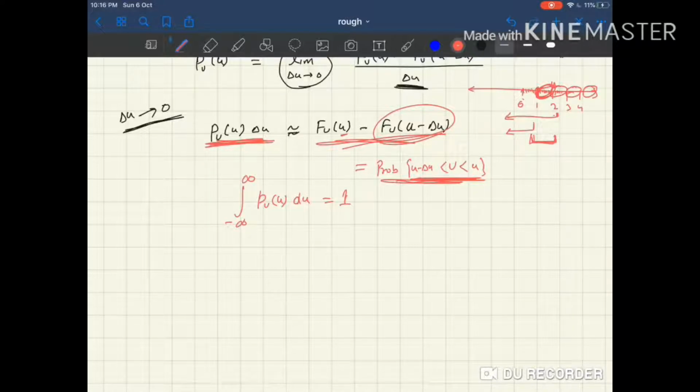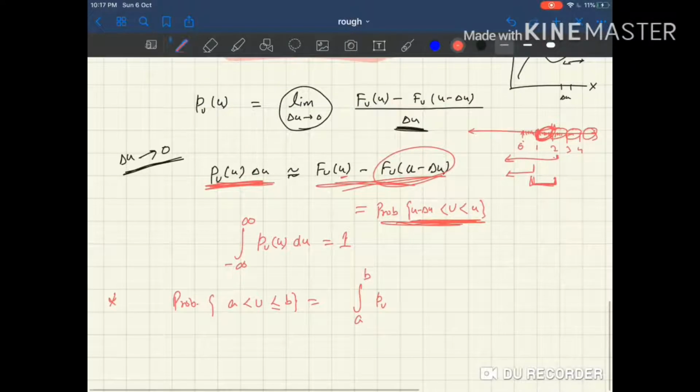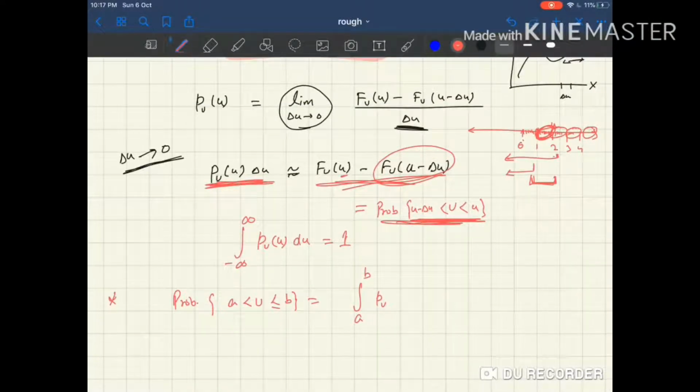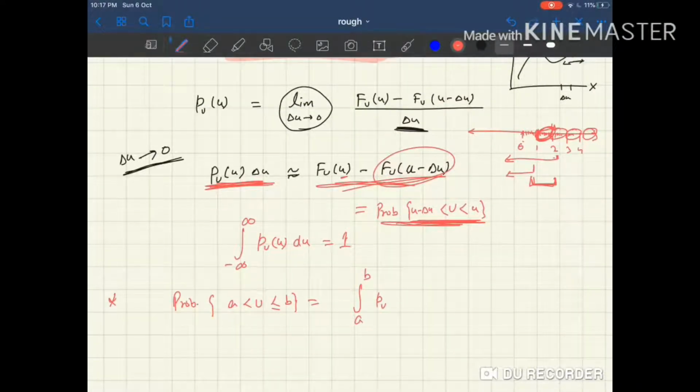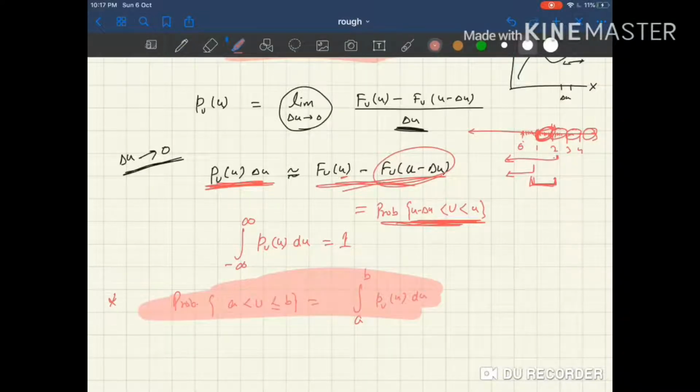And in a similar fashion, if you want to find the probability of an event being between A and B, how do you do that? You start from A, go to B, and in that region you integrate this probability density function. So this one is also very important. You should underline this.